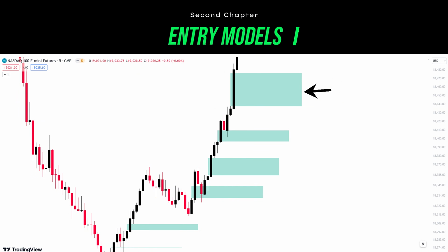So the fifth fair value gap did not fill. From 5 fair value gaps, we got only 1 that has worked, 1 that has failed, and 3 that did not fill. And price just continued pushing to the upside.